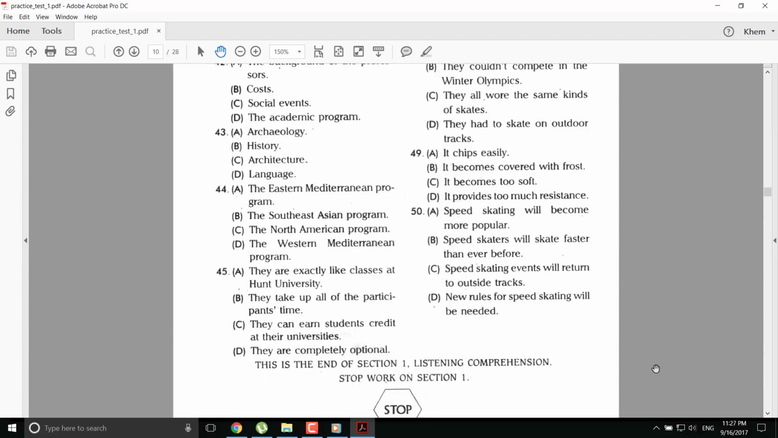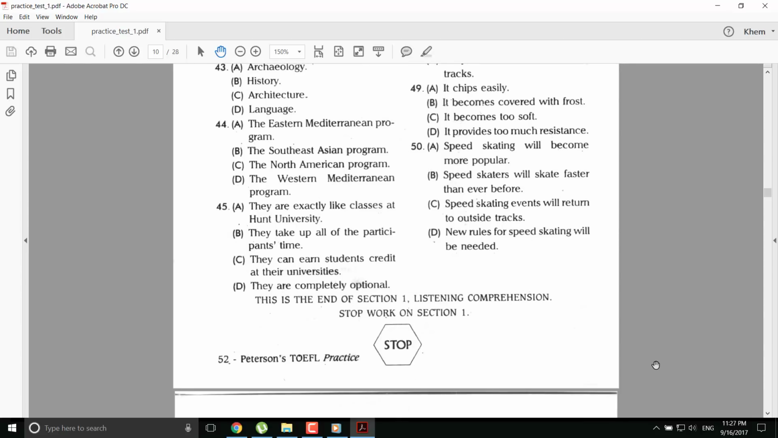This is the end of Section 1, Listening Comprehension. Stop work on Section 1.